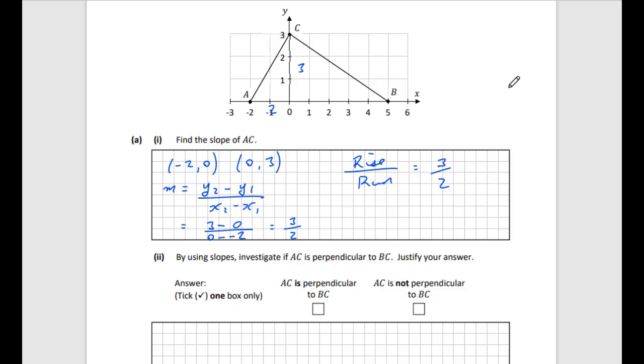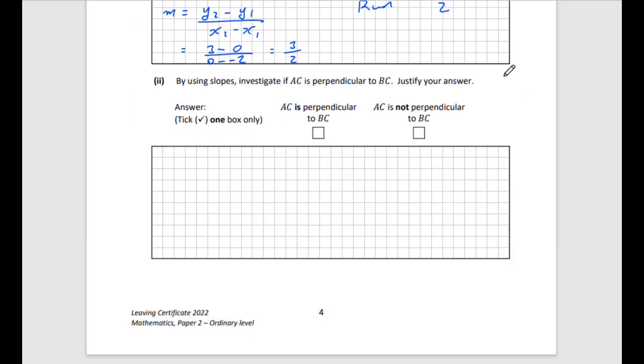Just look at the points again, it's 0, 3. So we have 0, 3. And we have also got 5, 0. So the slope then is just going to be y2 minus y1 over x2 minus x1. So that'll give me a slope of minus 3 over 5.